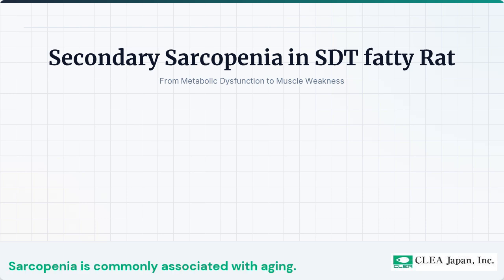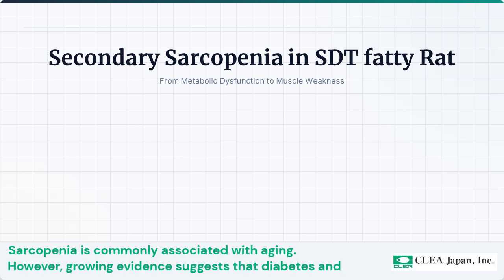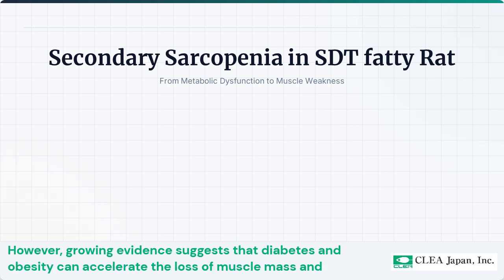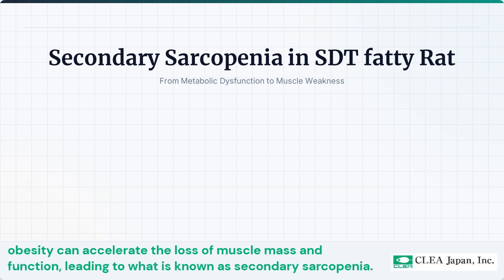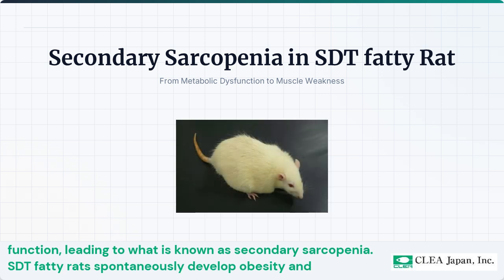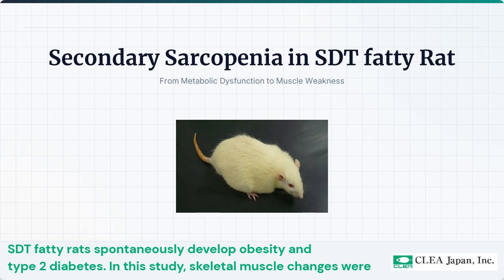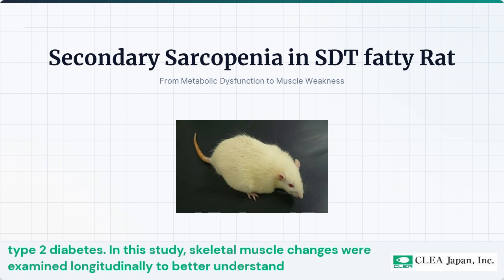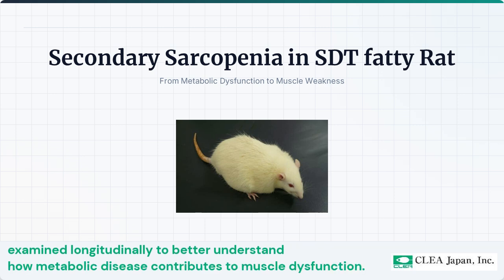Sarcopenia is commonly associated with aging. However, growing evidence suggests that diabetes and obesity can accelerate the loss of muscle mass and function, leading to what is known as secondary sarcopenia. SDT fatty rats spontaneously develop obesity and type 2 diabetes. In this study, skeletal muscle changes were examined longitudinally to better understand how metabolic disease contributes to muscle dysfunction.